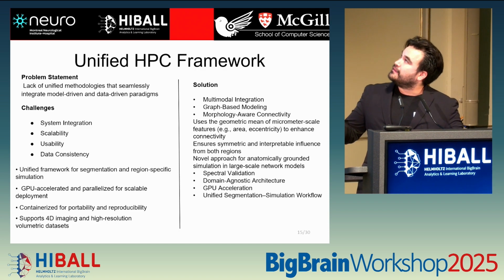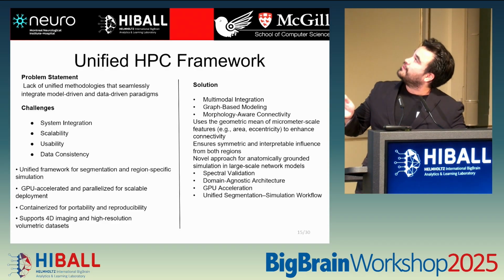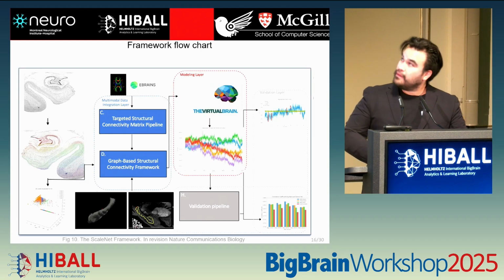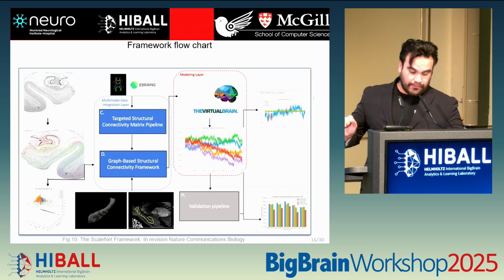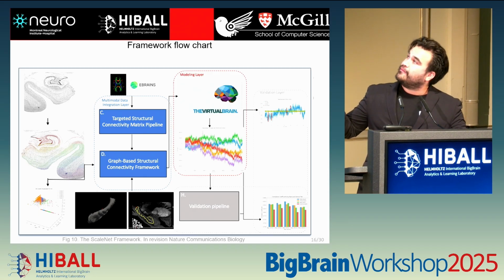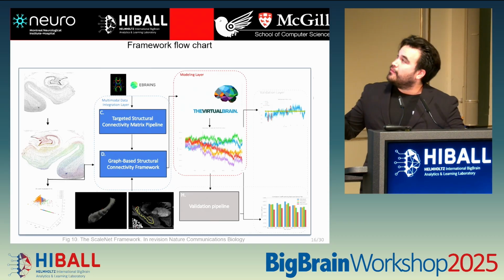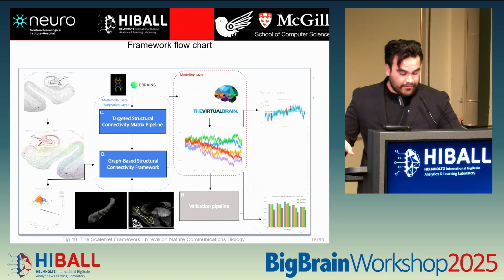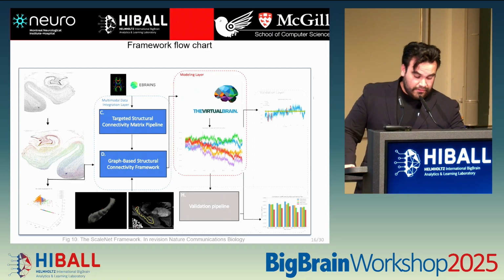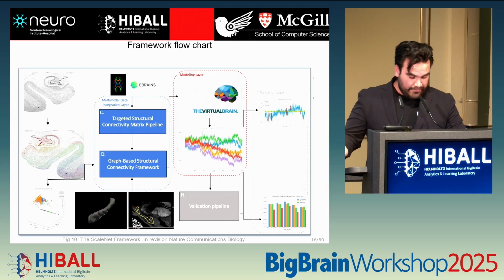So our solution is, as I've said, multimodal integration through graph-based modeling and morphology-aware connectivity. So this is the framework flowchart. This framework is under review by reviewers for Nature Communications Biology. As I said, we use different modalities of the BigBrain. We use 1 micrometer histology to segment the cells with the segmentation model that I previously described.